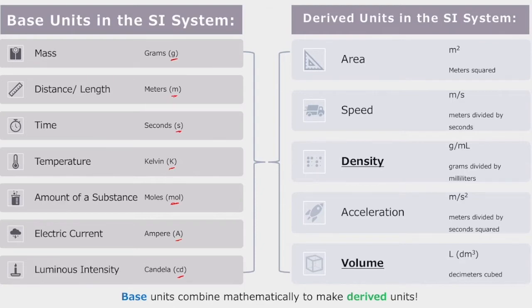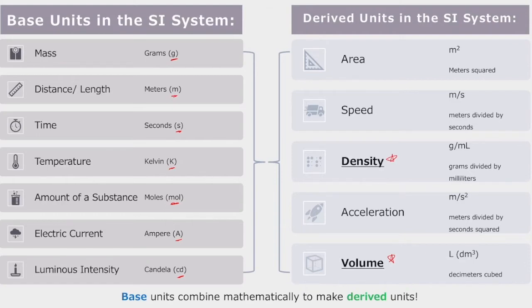Sometimes we need to use combinations of these to describe other physical characteristics, for example, area, speed, density, acceleration, and volume. In particular, we use density and volume here in chemistry. Density is just the mass divided by the volume of something, and it tells us a little something about how tightly packed those particles are. Every substance will have its own unique density. And volume just tells us how much space something is taking up, and we can find that by multiplying the length times the width times the height.